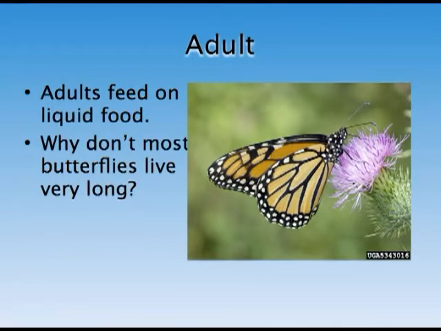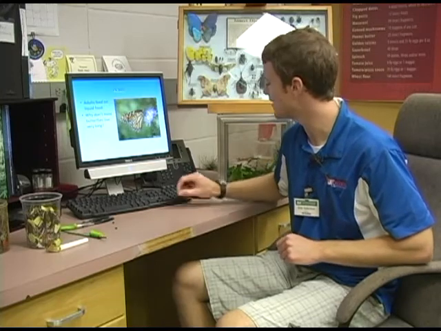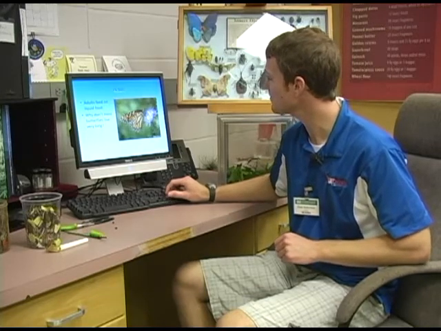So the adults, with that proboscis that they have, feed on liquids. Nectar is probably the most common food that butterflies will feed on. Some of them will sip mud off of stream banks, and they're getting nutrients from the mud. Others feed on rotting fruit or tree sap, and some butterflies will even land on poop and drink the juices off of the poop. So the butterflies aren't all pretty and smell good from the flowers. They can be kind of gross too.